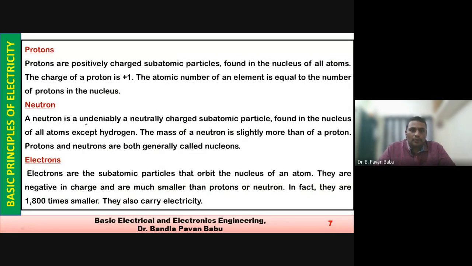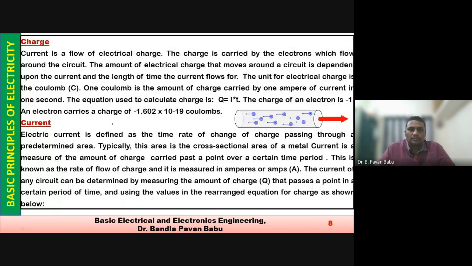Coming to protons, these are also subatomic particles. This is one of the important points. The neutron is also a subatomic particle and the electron is also a subatomic particle. In fact, the other important thing I would like to highlight is that electrons are 1800 times smaller when compared with protons. And let us go into some other important concept, charge.